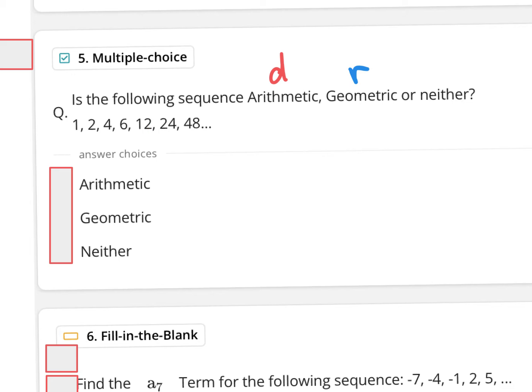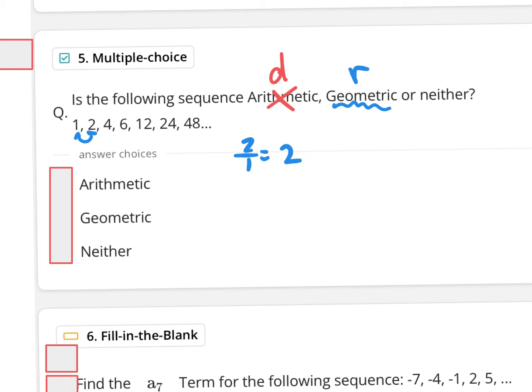All right? You go for these easy ones. 2 take away 1, that's 1. But 4 take away 2 is not 1. So it's definitely not arithmetic, okay? Now, when we check for geometric, that's where it gets a little interesting, because we're like, okay, if I take 2 and divide it by 1, what's 2 divided by 1?